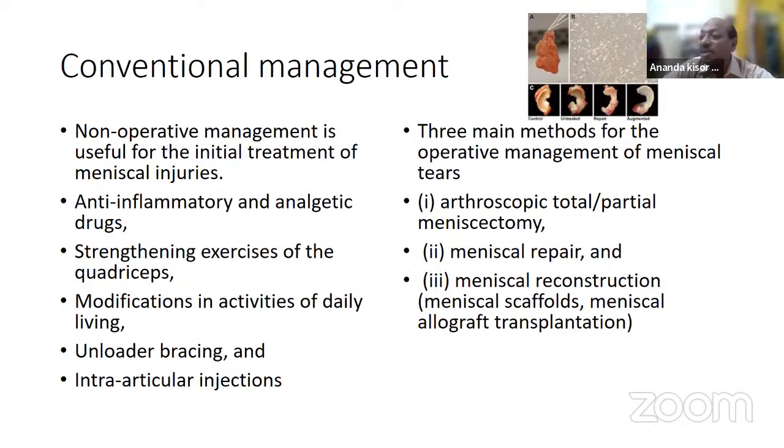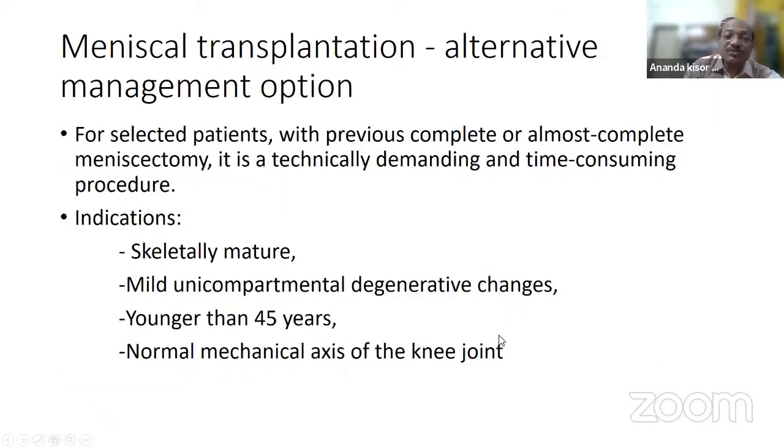Now, what is the conventional management? We have to write it. What are the conventional managements of meniscus injury? Non-operative management: anti-inflammatory drugs, strengthening exercise, modifications of the activity of daily living, unloading, everything we have to write. Now, what are the conventional surgical treatments? This is the arthroscopic total or partial meniscectomy. This is the most important. Next is the meniscus repair, and meniscus reconstruction is the latest, with the help of the meniscus scaffold and meniscus allograft transplantation. So these are the conventional surgical options which are available.